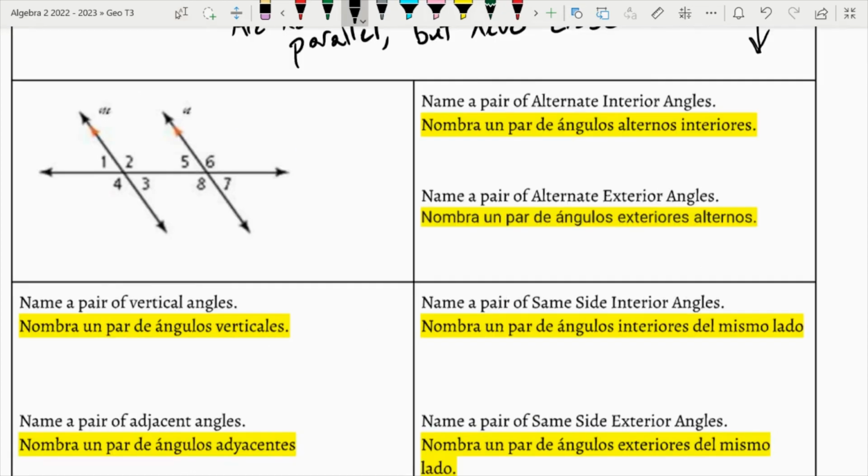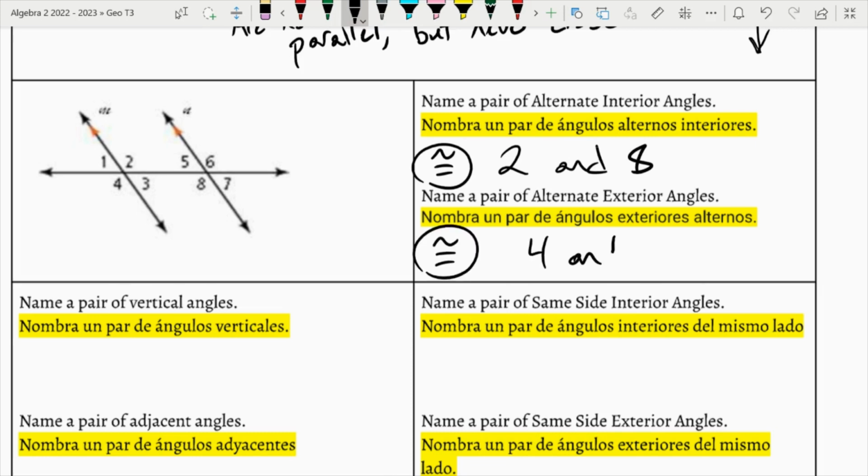Okay. Name a pair of alternate interior angles. Let's see, I'm just going to run through these really quick. Alternate interior, that'd be 2 and 8. Remember that these are congruent. Okay, alternate exterior angles, these are also congruent. An example would be 4 and 6.